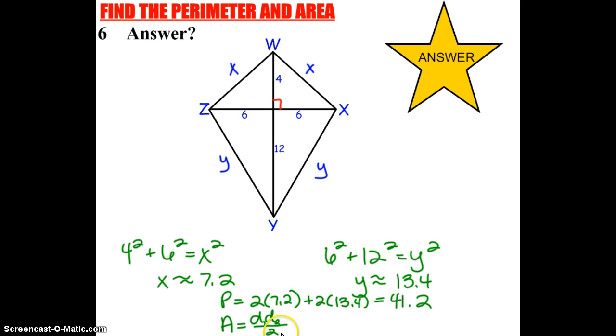And now in order to find the area, it's just like a rhombus. You have to multiply the diagonals and divide by 2. So one diagonal is 16, the other diagonal is 12. So 16 times 12 divided by 2 gives us 96.